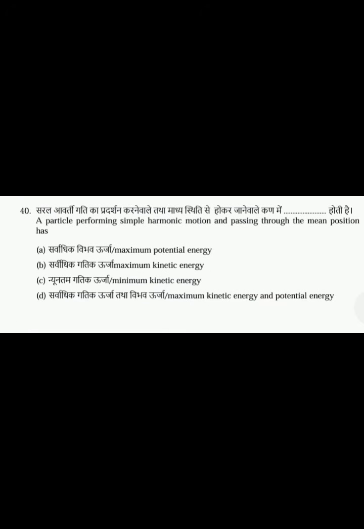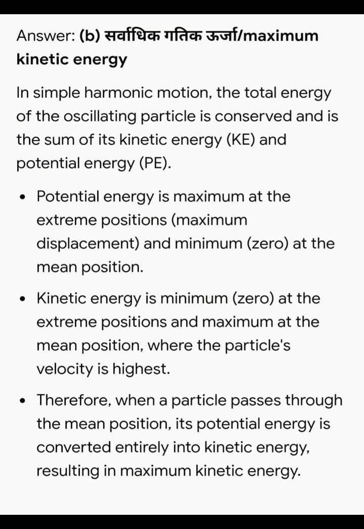The next question is, a particle performing simple harmonic motion and passing through the mean position has dash. In SHM, the total energy is conserved. So here the potential energy is maximum at the extreme position and minimum at the mean position, and the kinetic energy is minimum at the extreme position and maximum at the mean position. Therefore, when a particle passes through the mean position, its potential energy is converted entirely into kinetic energy, resulting in the maximum kinetic energy. So the answer is maximum kinetic energy.